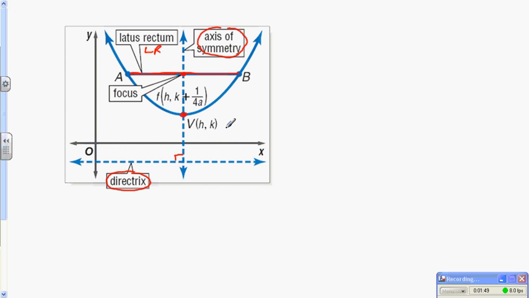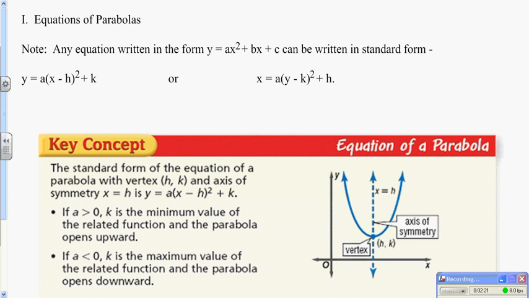The directrix comes into play when we say that the distance from the focus to any point on the parabola is going to be equal to the distance from that point on the parabola to the directrix. They would be equal distances. So from here to here would be the same as from here to here. Vertical line, of course. And we'll look into that more closely as we go.